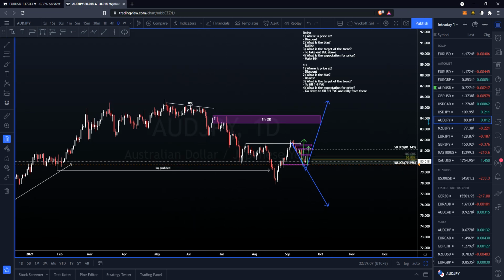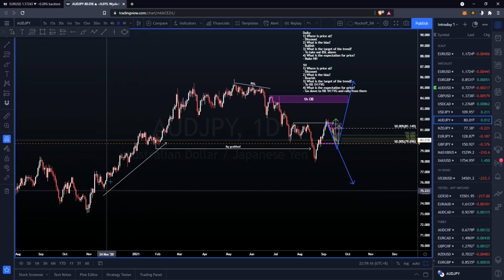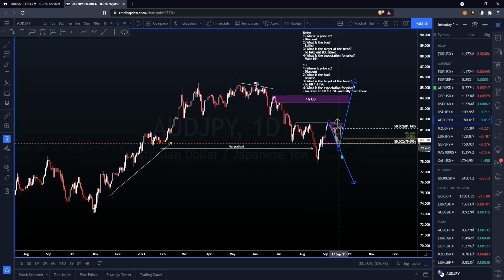But on an even higher time frame, you can see that there is quite a lot of sell side liquidity over here, still not taken yet. So price might actually go down further to take all this liquidity before going higher.